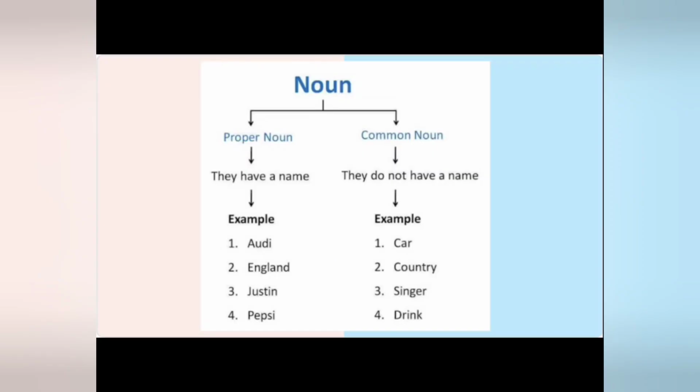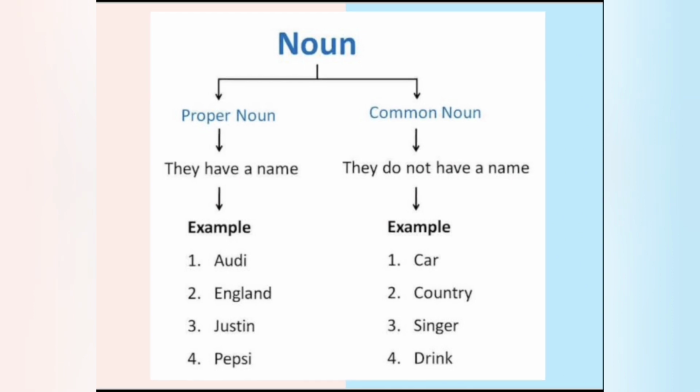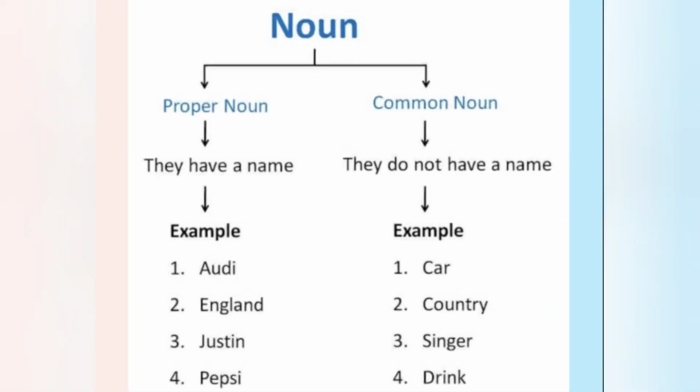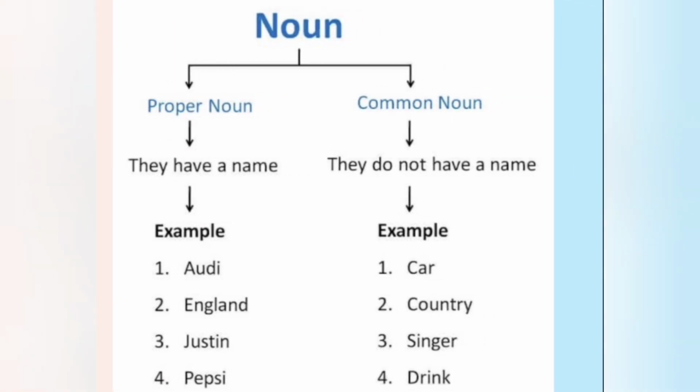Students, you have read about proper noun and common noun, and here are 4 examples for you. Proper noun and common noun. The proper noun is Audi and the common noun is car. It means car is a common noun and the car name Audi is a proper noun. Country, and the country name is England here. So England is a proper noun. Justin. Justin is a singer. Singer is a common noun and the singer's name is Justin.